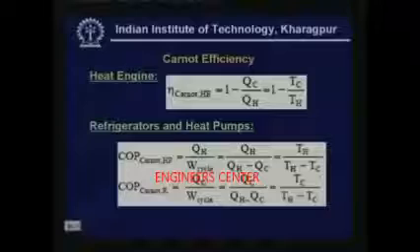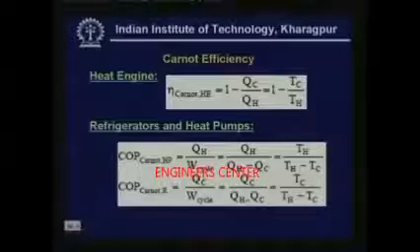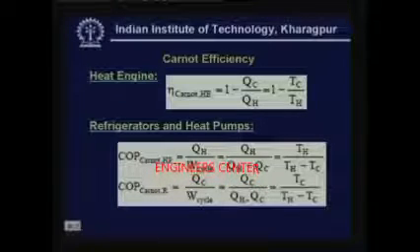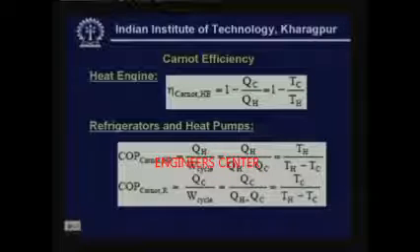Now, let us look at the maximum possible efficiency for a refrigerator and heat pump operating between two temperature reservoirs TH and TC. In the case of refrigerators and heat pumps, we normally do not use the term efficiency, we use the term coefficient of performance, in short COP. C stands for coefficient, O stands for of, and P stands for performance. So, the efficiency of any refrigerator or heat pump system is defined in terms of COPs.